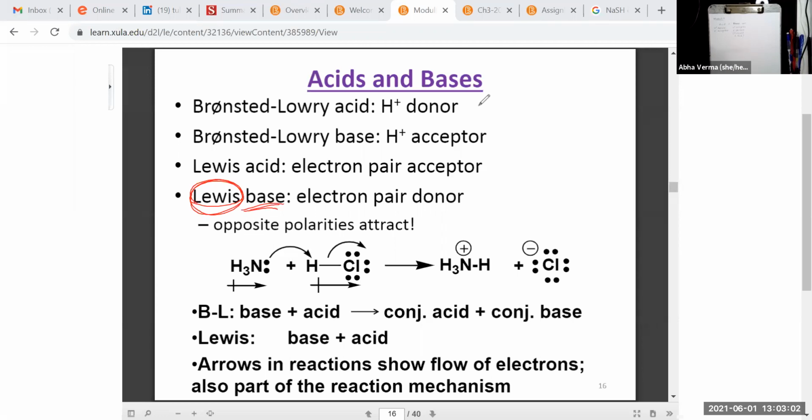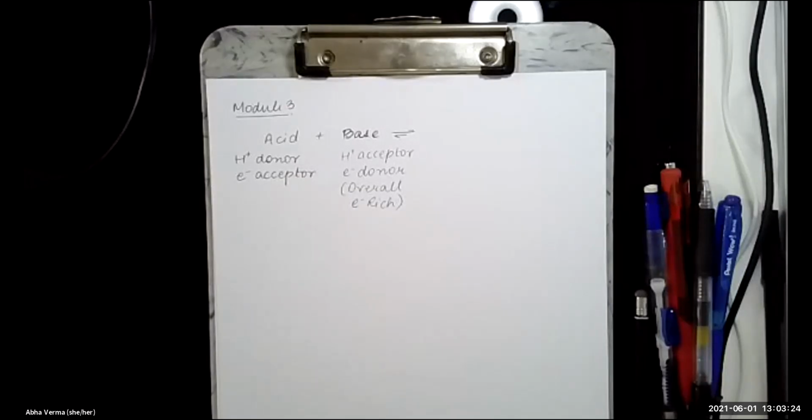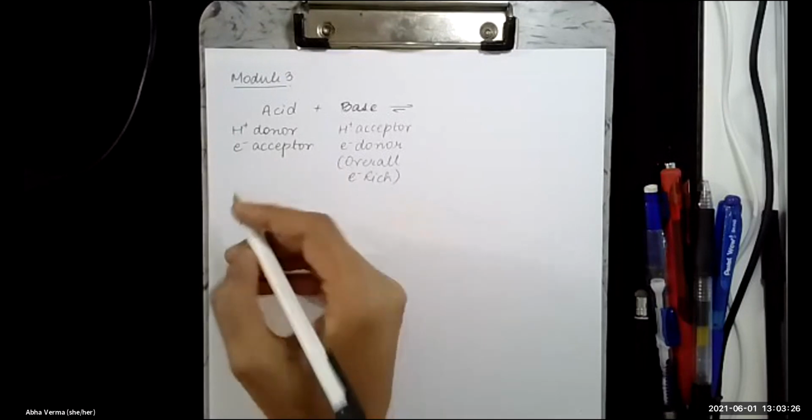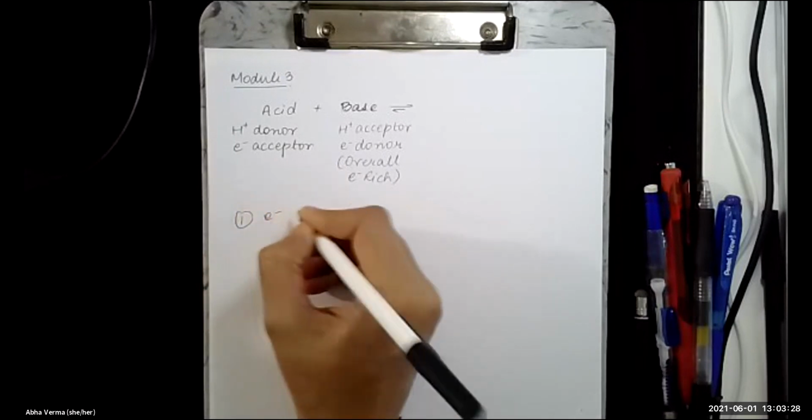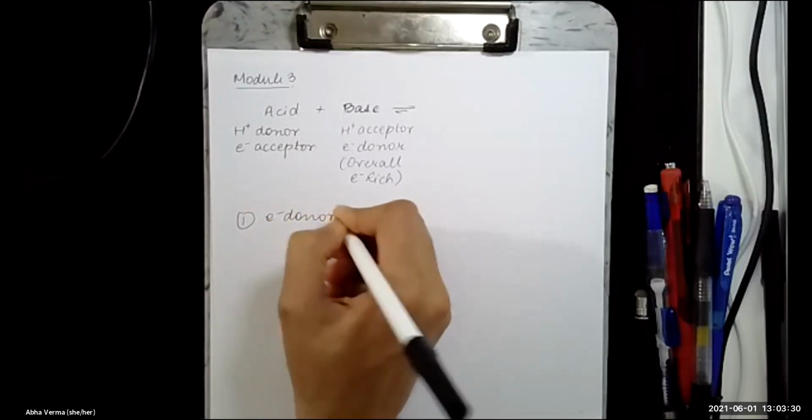Lewis base is an electron donor. So what is a base? Think about a bed. Base is an electron donor. Always remember that. Now, how do you know which molecule will donate and which molecule will not? This is when you will have to memorize who are the electron donors.